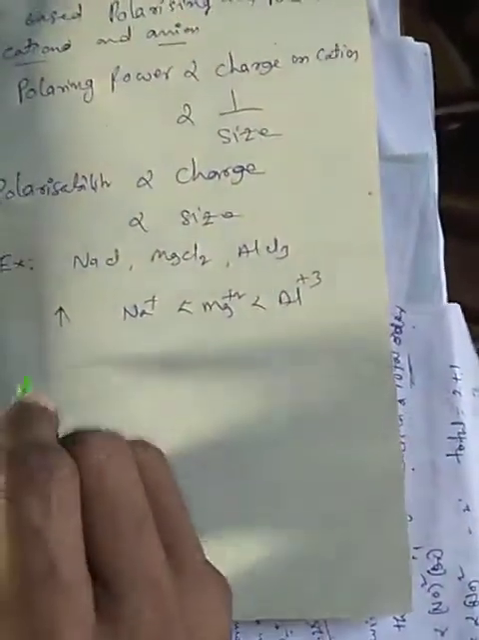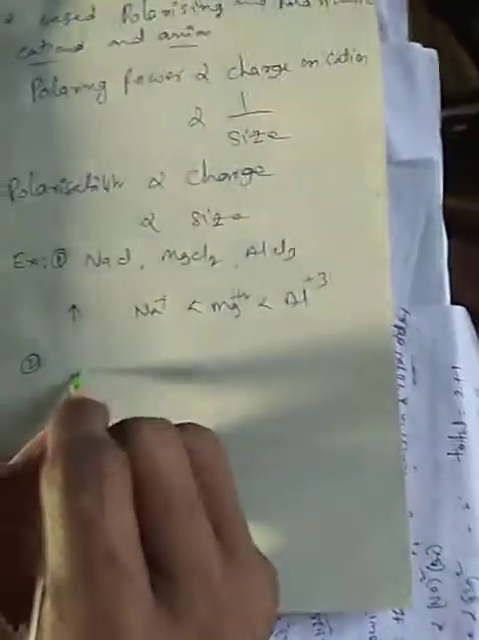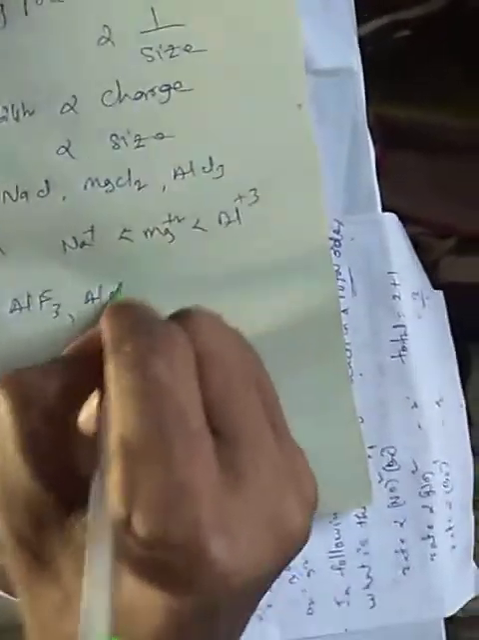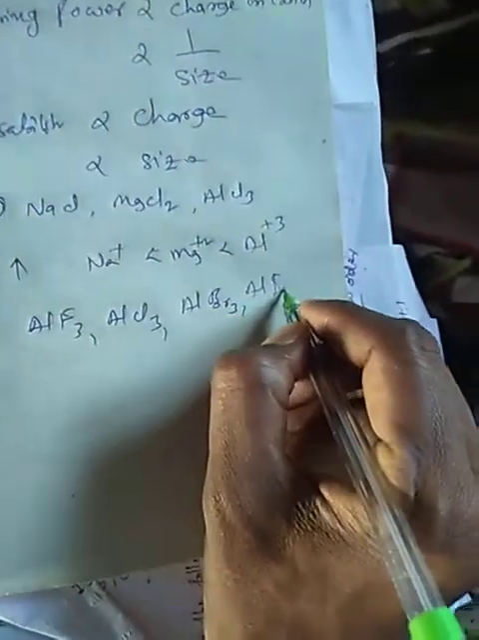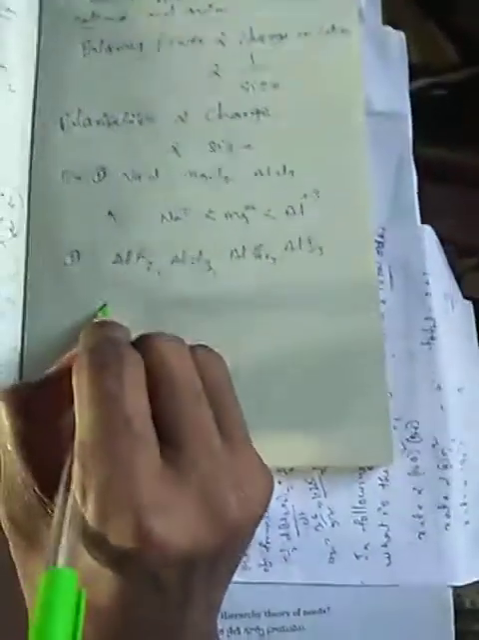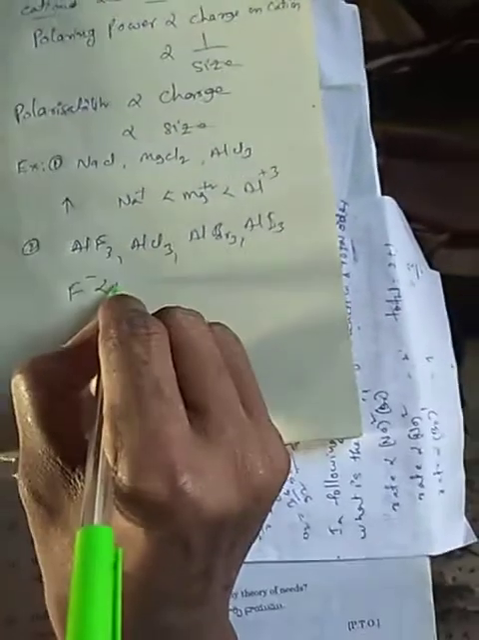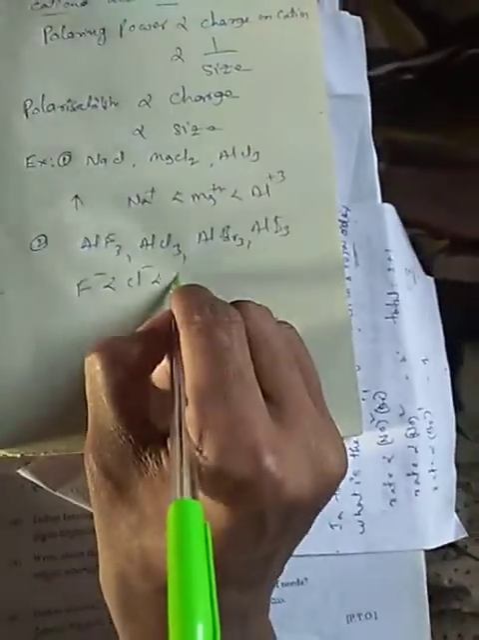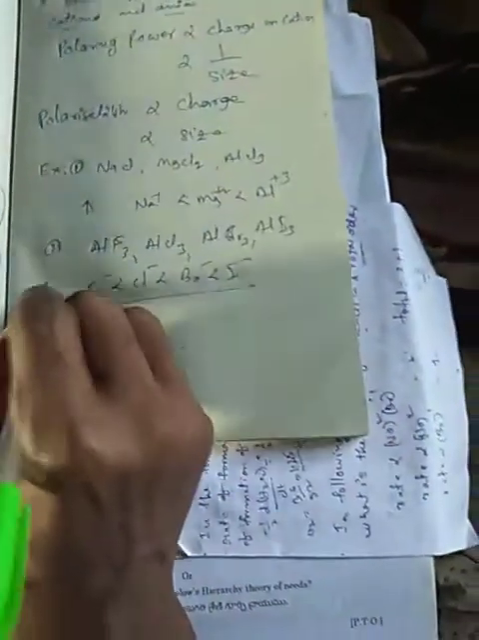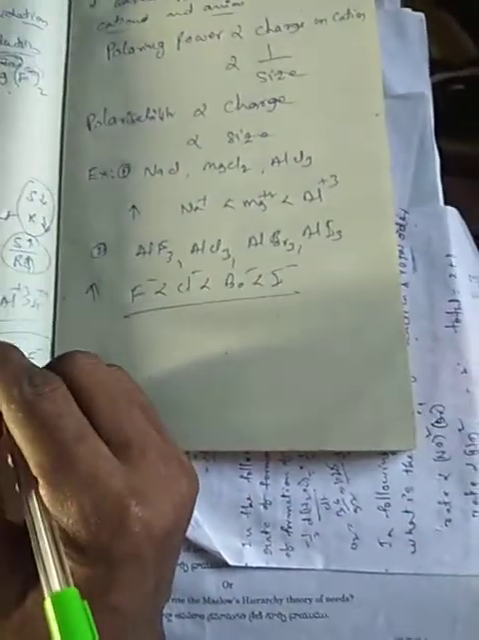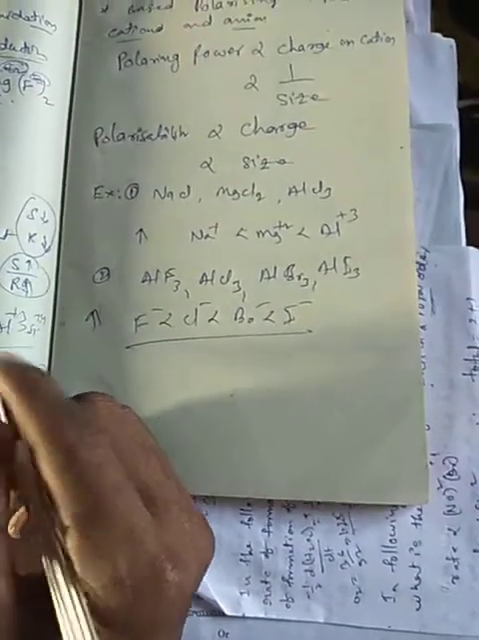Similarly, one more example: AlF3, AlCl3, AlBr3, AlI3. In this case, F- is less than Cl- is less than Br- is less than I-. It is the increasing order. It is very important.